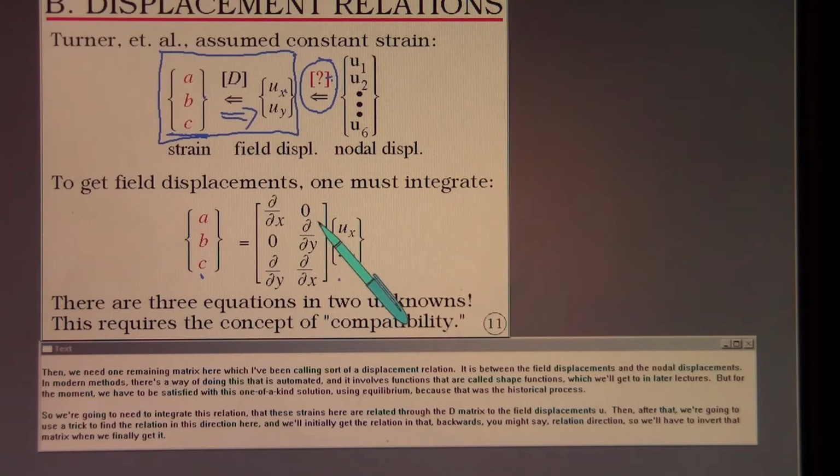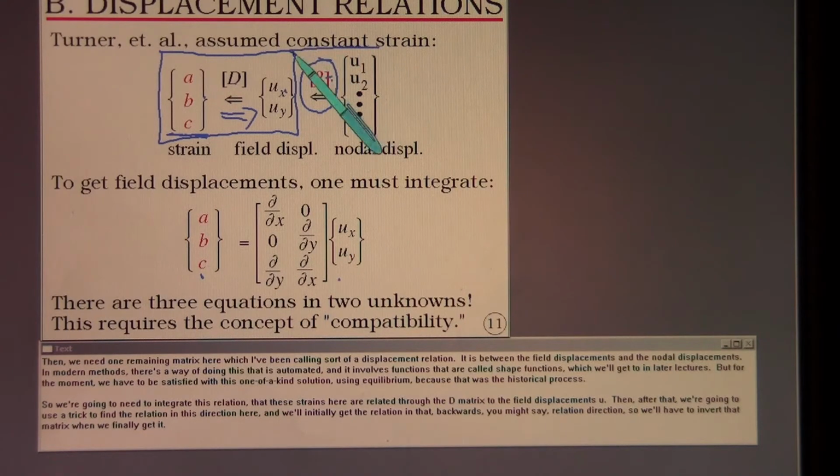Then after that, we're going to use a trick to find the relation in this direction here, and we'll initially get the relation in that backwards direction, you might say, so we'll have to invert that matrix when we finally get it.